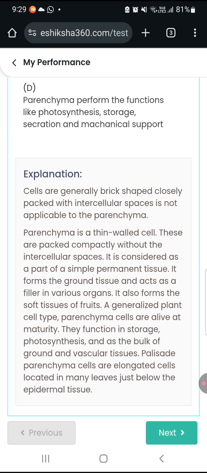It is considered as a part of the simple permanent tissue. It forms the ground tissue and acts as a filler in various organs. It also forms the soft tissues of fruits. A generalized plant cell type, parenchyma cells are alive at maturity. They function in storage, photosynthesis, and as the bulk of ground and vascular tissues. Palisade parenchyma cells are elongated cells located in many levels just below the epidermal tissue.